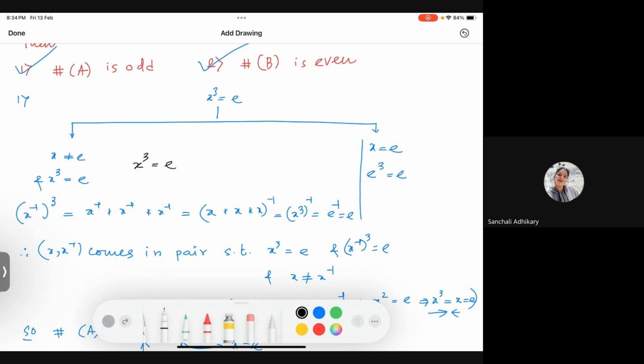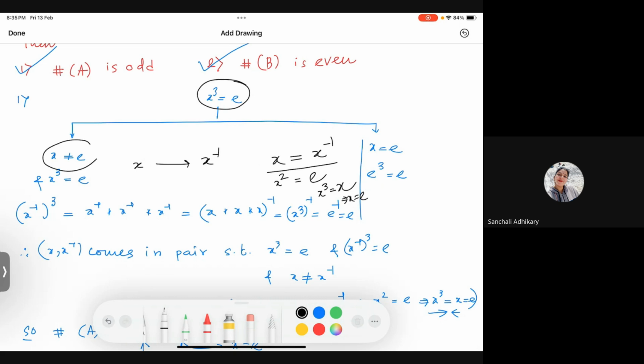Now my question is, for x, I have x inverse also, right? Another element. Is it true or false: x is equal to x inverse? No, right? If x is equal to x inverse, then x square is equal to identity. Now operate x on both sides. Then x cube is equal to x, and x cube is equal to identity here. So it means x is equal to identity.